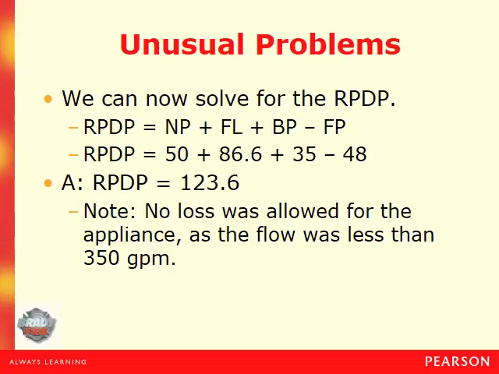Our nozzle pressure is 50. Our friction loss of that line is 86.6. Your back pressure is plus 35. Your forward pressure is 48. So you figure that out, and you get 123.6. And now no loss was allowed for the appliance, the Siamese there, because we're flowing less than 350 gallons per minute. And that's going to be your triggering point there.